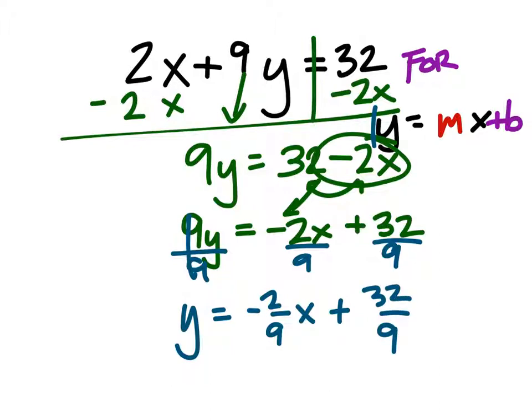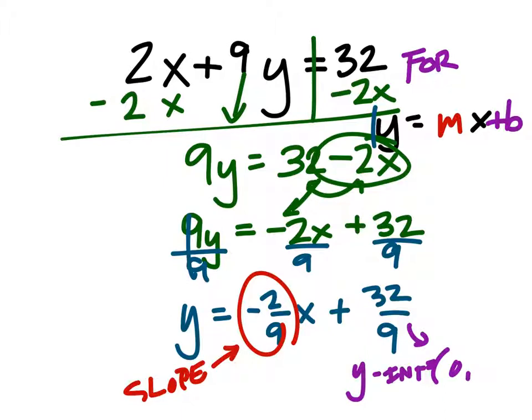And I've got my slope now, which is the coefficient of x, and my y-intercept from this 32/9. So that's 0 and 32/9. Make that a little bit better. There we go. And that's it.